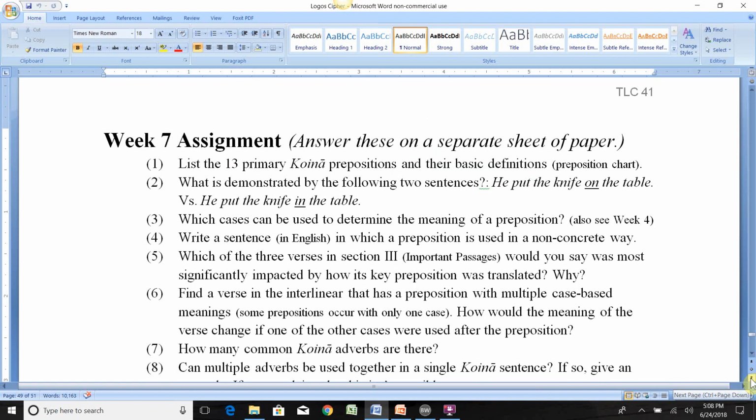All right, question number two. What is demonstrated by the following two sentences? He put the knife on the table versus he put the knife in the table. Is it relative locations? No, it's not location. Is it the same thing to say that you put the knife on the table versus in the table? No. It is not the same thing.